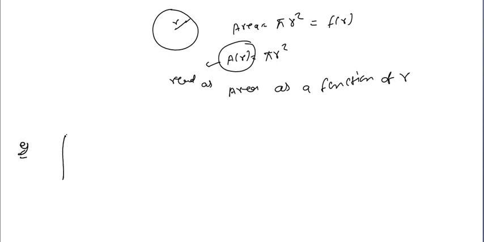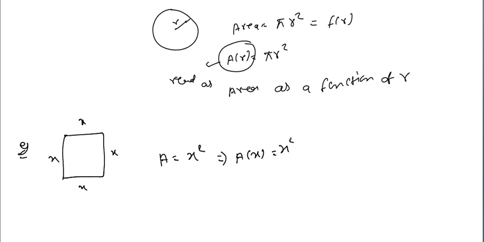Suppose you have a square of side length x, then what is the area? Area is equal to x square. That is, here we can say that the area is the function of x, that is we can write it as a function of x, that is x square. Area is a function of x, that is here variable is x, there variable is r.